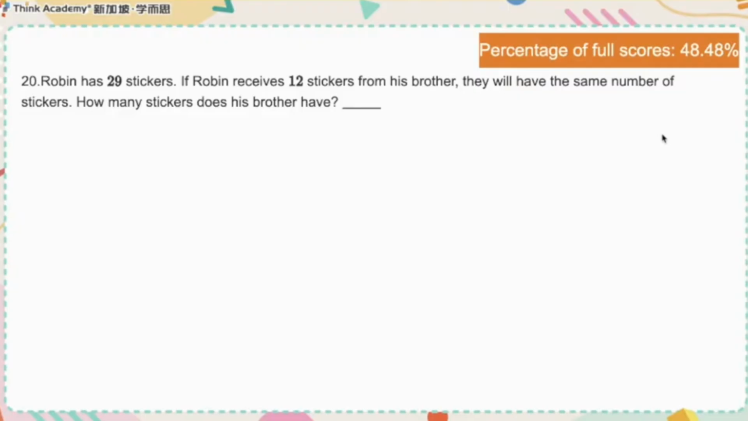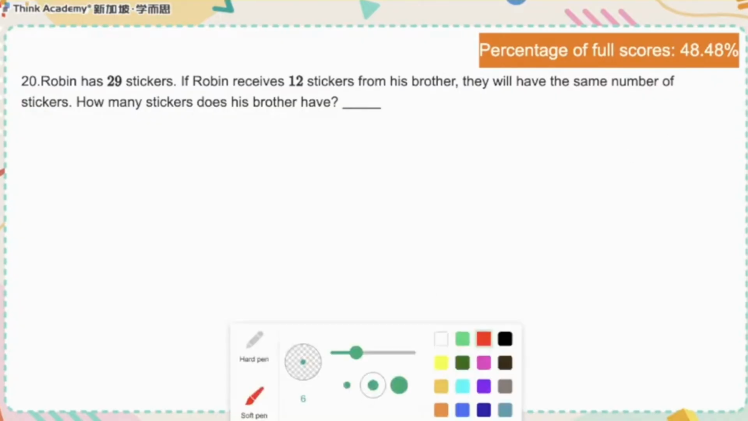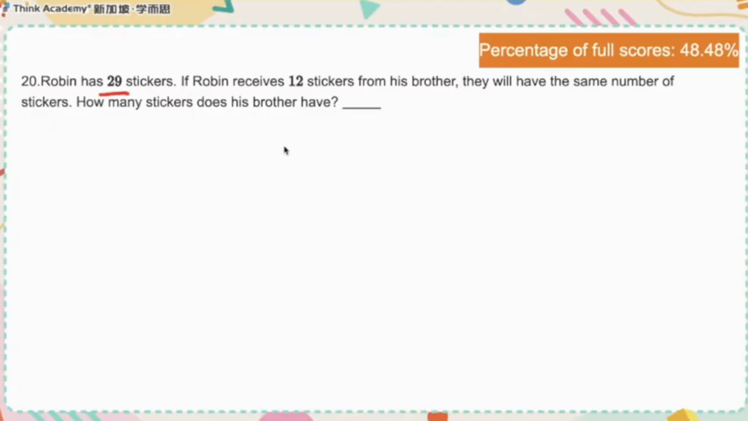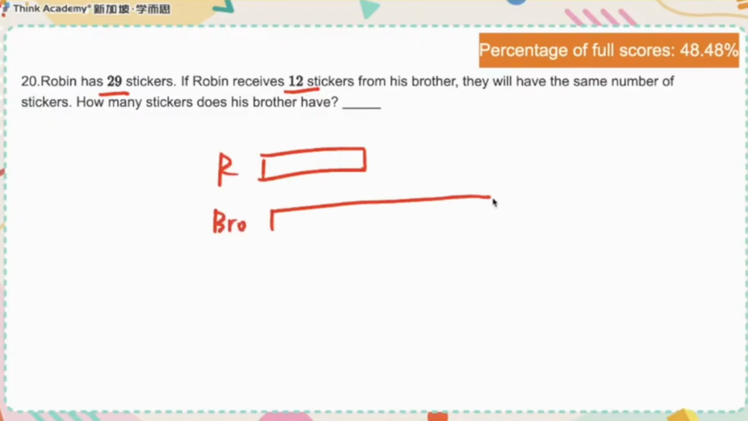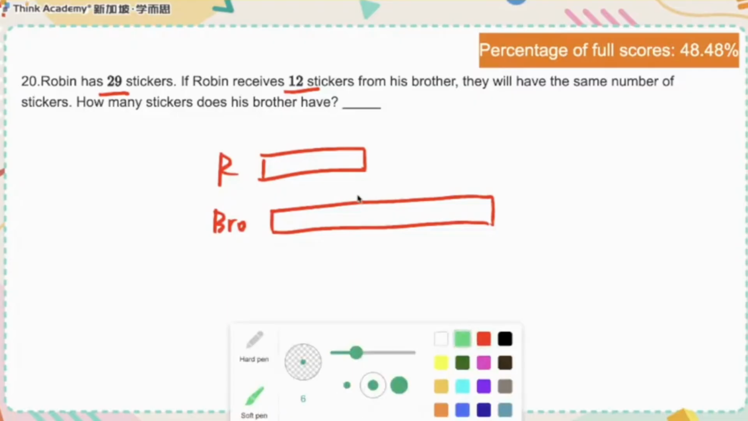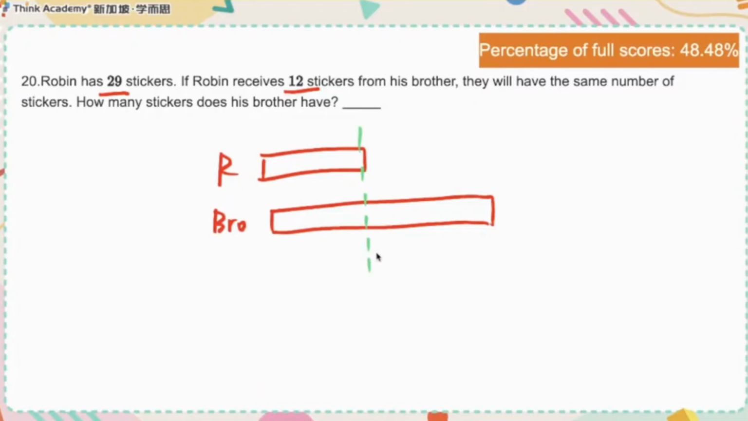Then everyone, let's move on to question 20. Okay, question 20. This time we can see Robin has 29 stickers. If Robin received 12 stickers from his brother, they will have the same number of stickers. So you can see this is Robin. Robin has less than his brother, right? Okay, so we can draw a longer one for his brother. His brother gives him 12. So you see, this is the difference part.